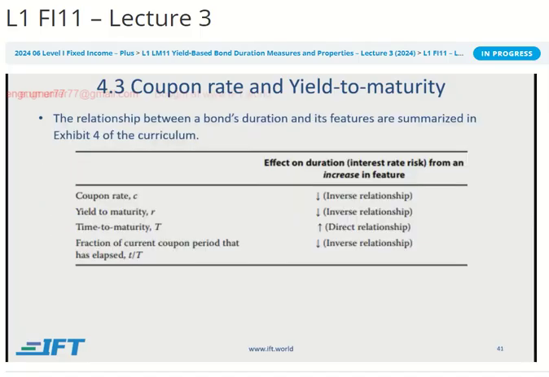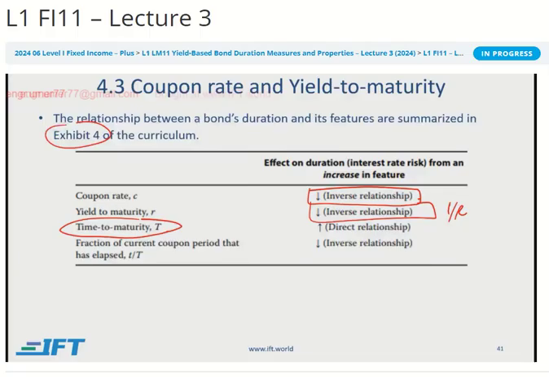And that is what this exhibit from your curriculum is showing you, that the coupon rate and the yield to maturity, the YTM, the interest rate, are both having an inverse relationship with your MACD, because the higher the reinvestment income, the quicker you reach your MACD. Now, on the other hand, your time to maturity is having a direct relationship, because the longer your time to maturity, the more your future payment is getting stuck, and definitely it is going to increase your price risk.